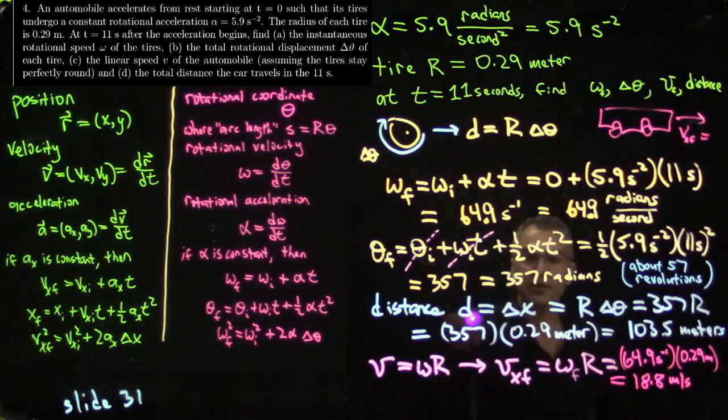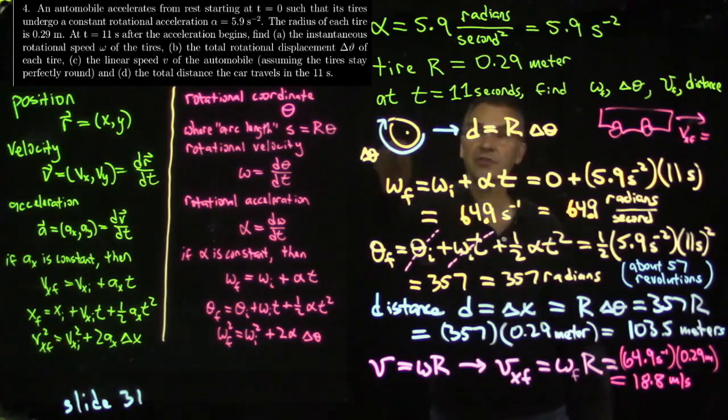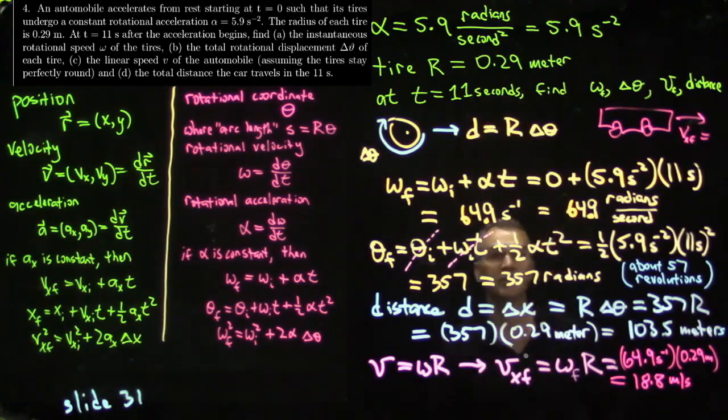Then the distance the car goes forward is the radius of the tire times this delta theta. Delta theta is theta final minus theta initial. So that's 357 times the radius, 357 times 0.29 meters. So this is just like arc length equals r theta. And arc length along the circumference is the same as the distance that the car goes forward because the wheel rolls without slipping. You see how convenient rolling without slipping is.